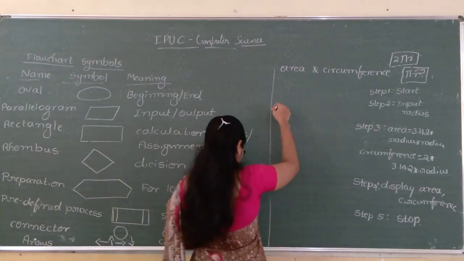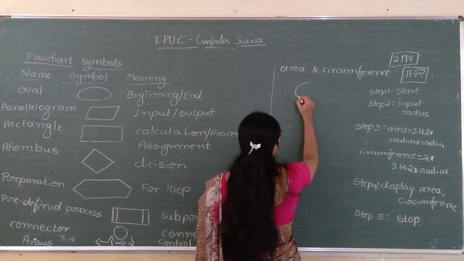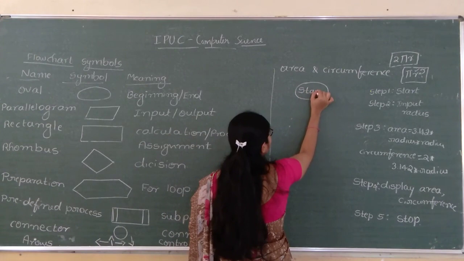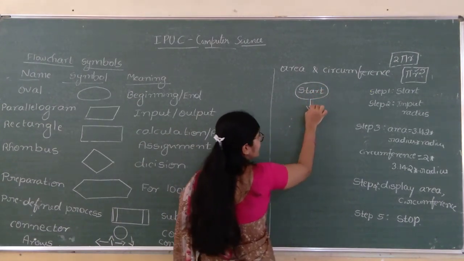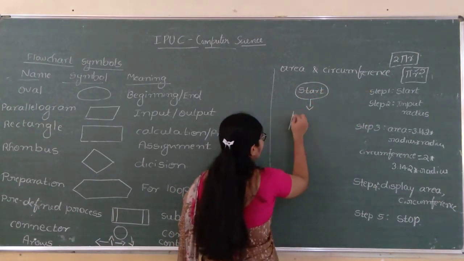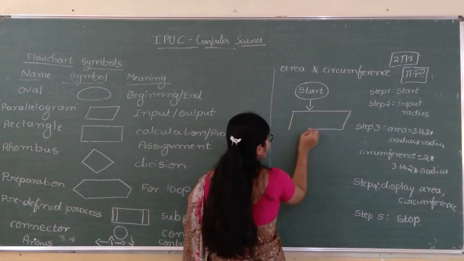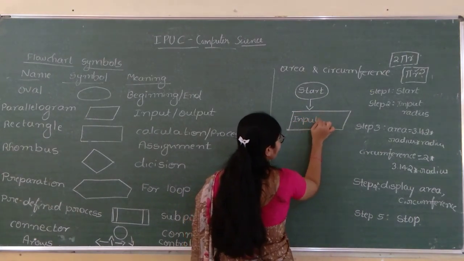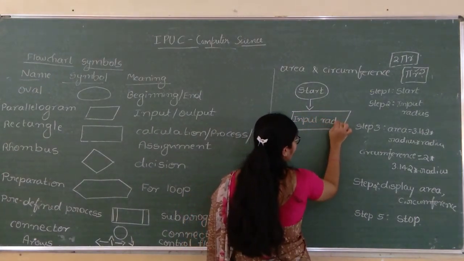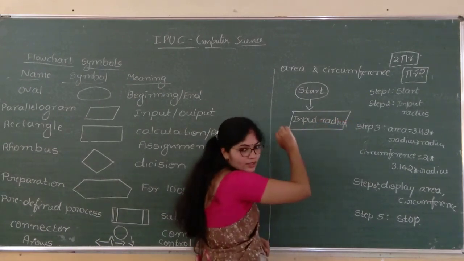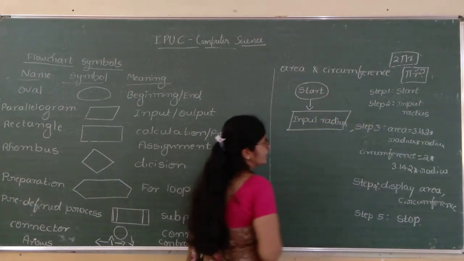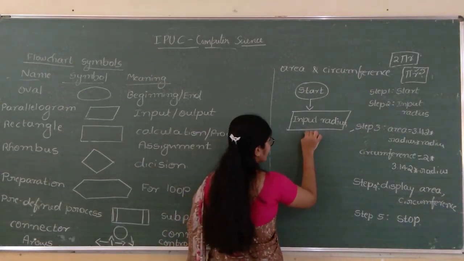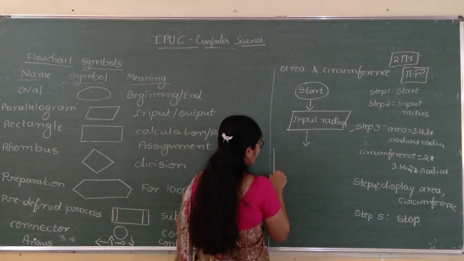So first step 1, start, symbol is oval, start. Next, input radius, parallelogram symbol is used to denote input radius. Next, step 3, area and circumference. It has to find out the area and circumference, so we use rectangle.